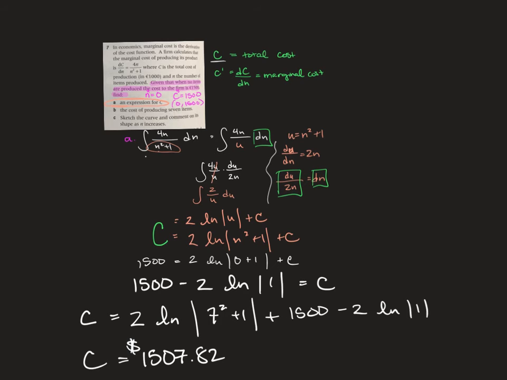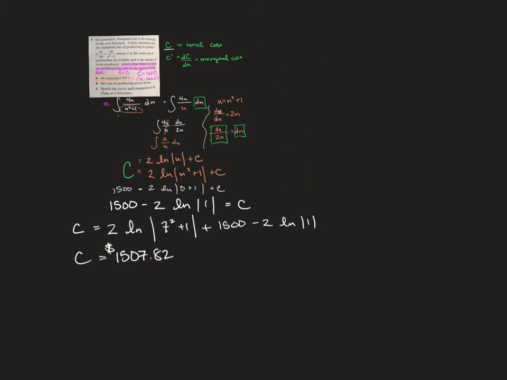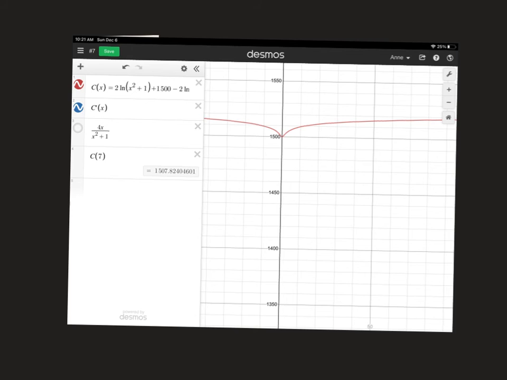And then it says sketch the curve and comment on its shape as n increases. So if you're going to sketch the curve, I encourage you to go to Desmos, make Desmos do it for you, because it is a very strange looking curve. Here's what it looks like, but make note of the axes here. The axes are pretty far apart here. We're just at 1500, 1450, and it's just very slowly increasing. So that's your curve in part C.